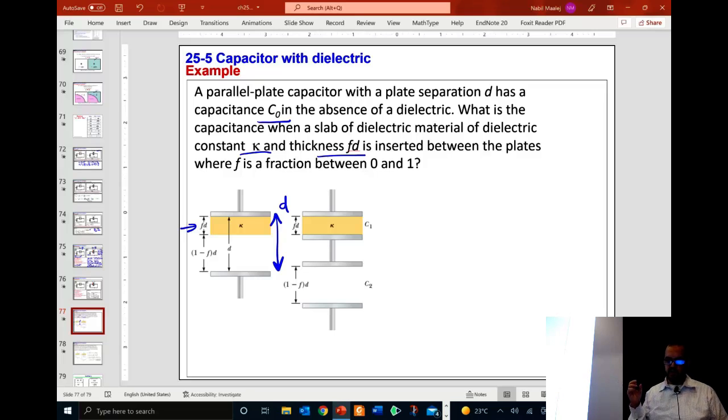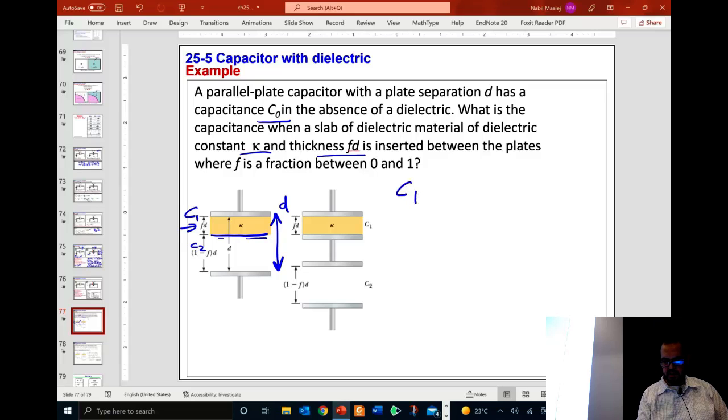Okay, so they want us to determine what is the new capacitance. All right, so this is exactly equivalent to two capacitors that are connected in series. Because you can think as if there is a plate here and there is another plate here, they are connected, and you have one capacitor C1 and another capacitor C2. Capacitor C1 has a dielectric material and C2 has air. So we can think about them as two capacitors connected in series, and we can determine the equivalent.